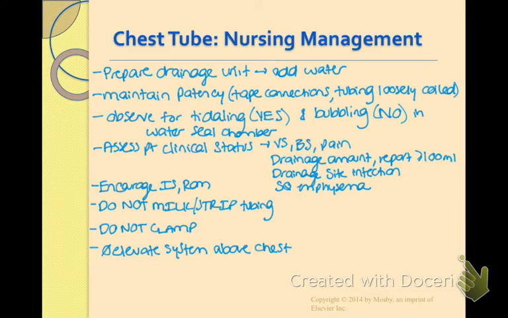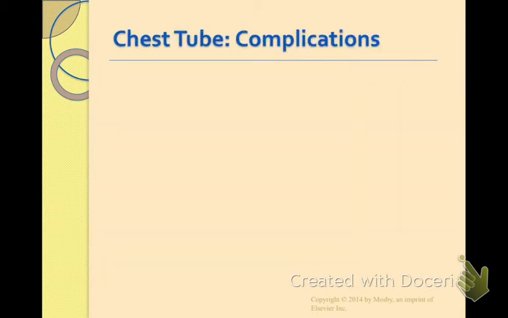We don't want to elevate the system above the chest because you're going to have fluid draining back into the lung cavity, the pleural space. And we don't empty it. When the collection chamber is full, we change out the whole entire unit. It's not like a Foley that you empty or anything like that.